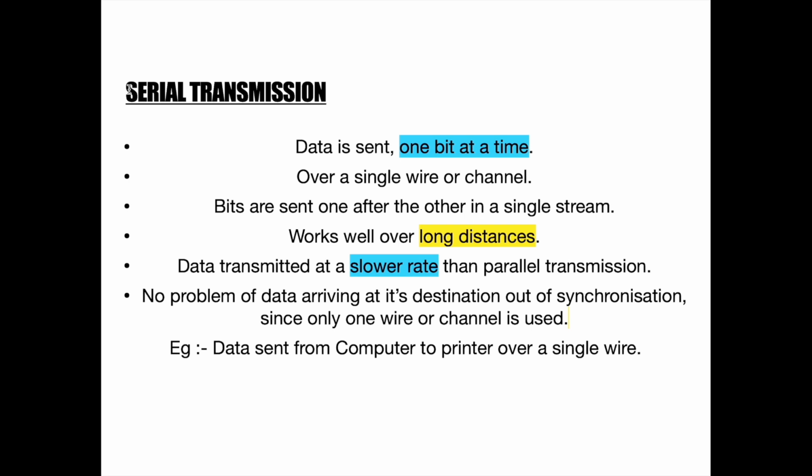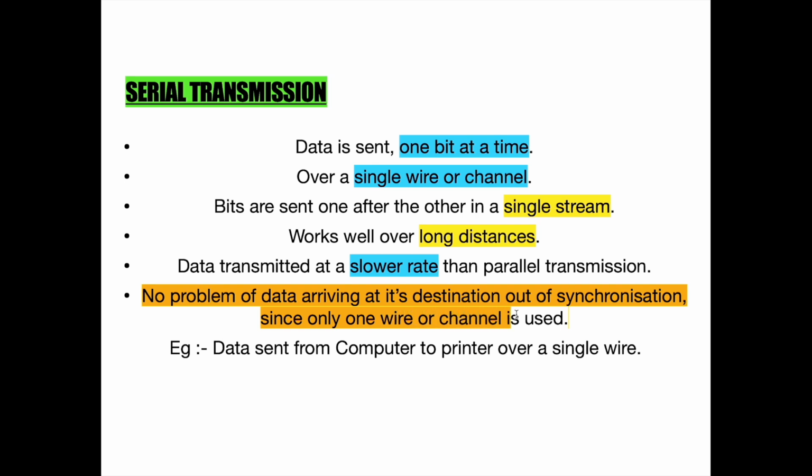Let us now go through the two main methods of data transmission: serial and parallel data transmissions. Serial data transmission is where data is sent, one bit at a time, over a single wire or channel. Bits are sent one after the other in a single stream. This type of transmission works well over long distances, and is slower than parallel transmission.